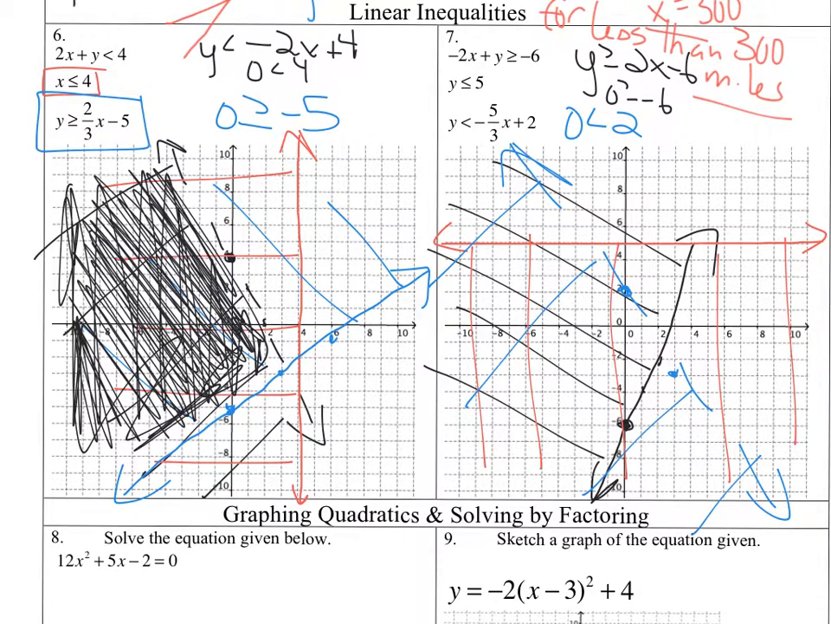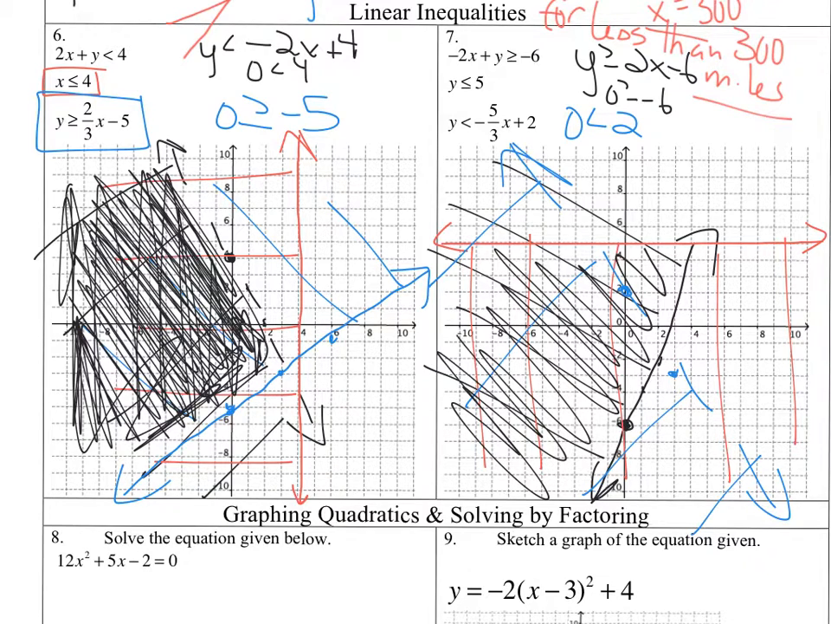So my answer is where they all intersect. And that is right up in here. Make it clear, make it nice and dark, so we know what's going on. Make sure you stay inside the lines.